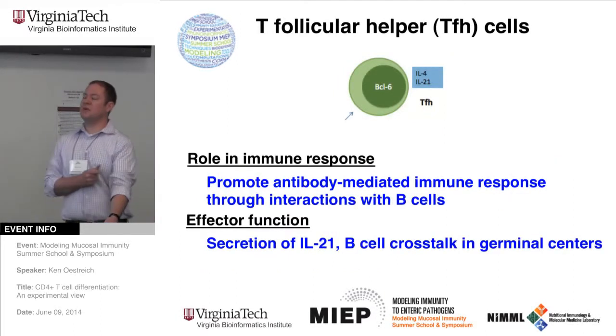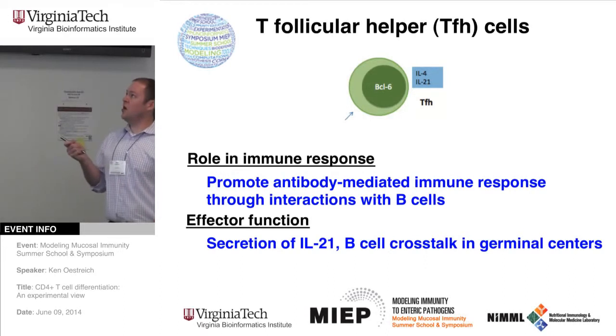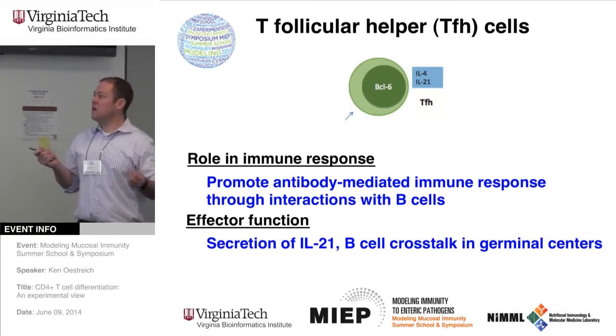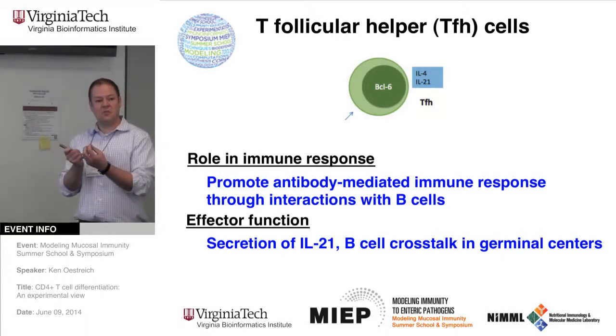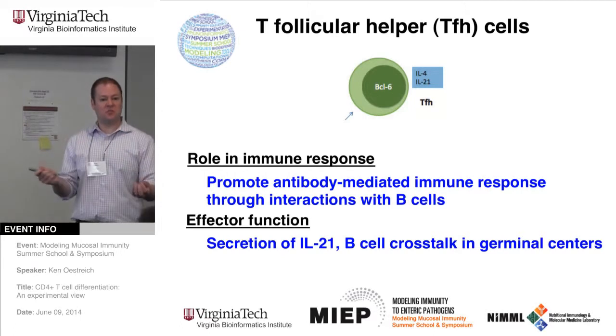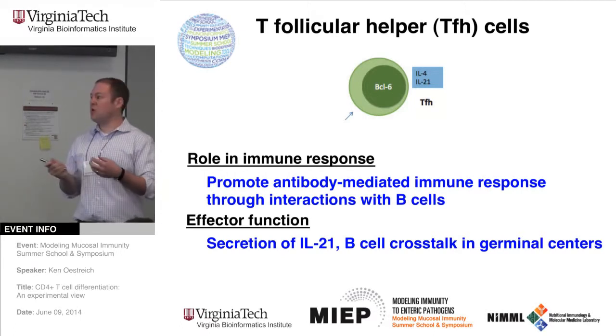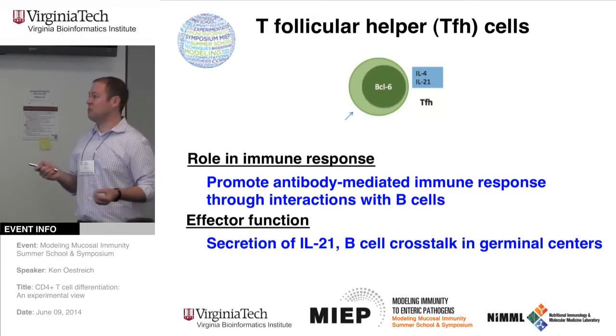Now, a cell type that's a little bit different is the T follicular helper cell. So this cell actually interacts with B cells in the germinal center of our spleens and lymph nodes, and actually kind of talks to the B cell and tells it what kind of infection is present and induces the appropriate type of antibodies or humoral-mediated immunity to combat those particular pathogens.